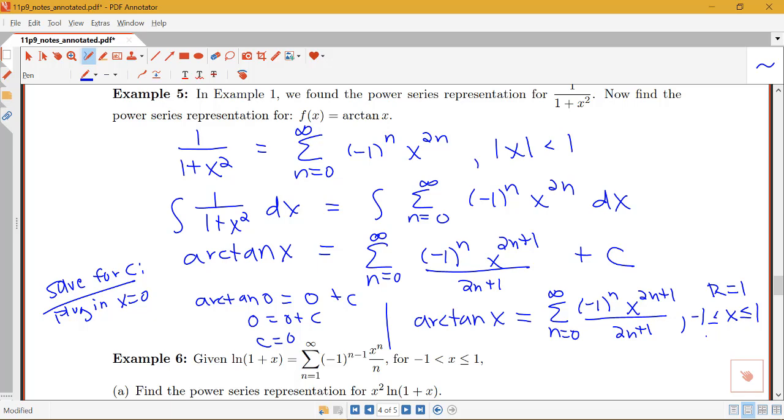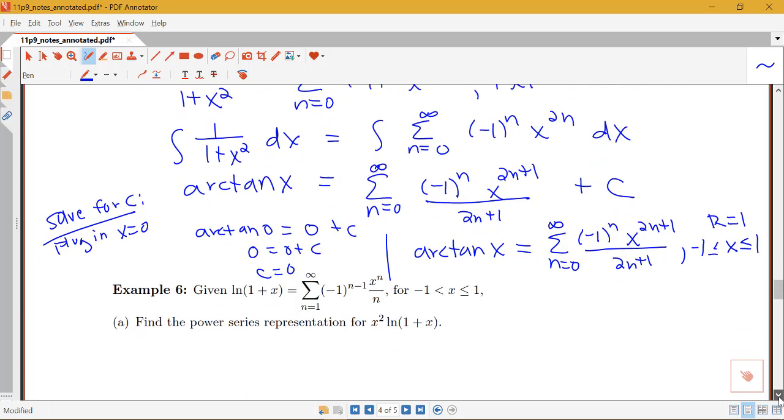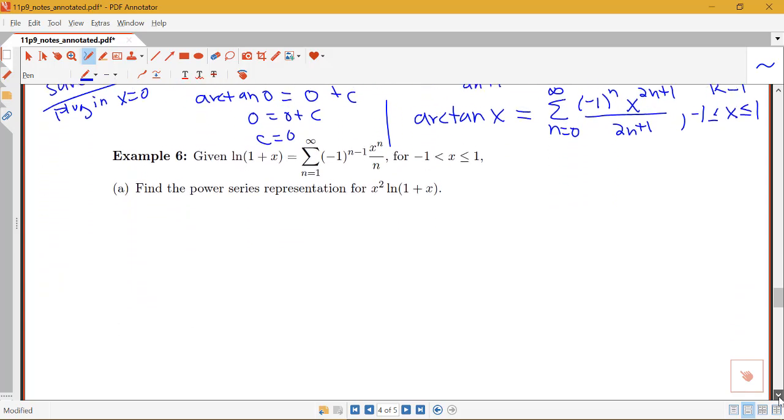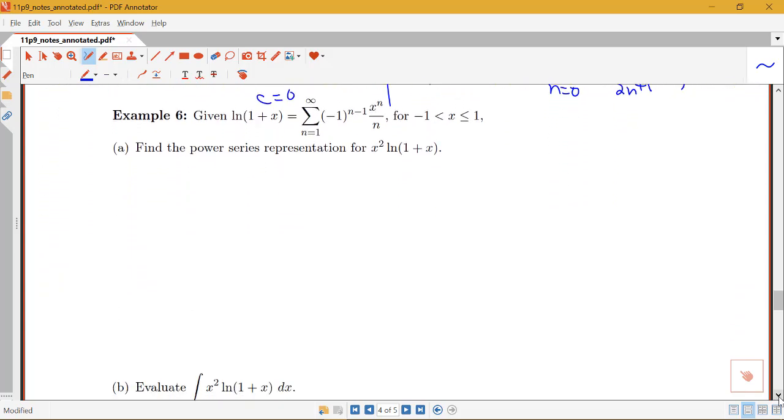Okay, so now we have yet another power series representation for a new function, and I could do some additional things with that function. I could find, for example, a power series representation for arctangent of x squared by manipulating this series. Okay, so this tool here has allowed us to create a lot of new series that we can then use in various problems. Okay, so we're going to look at one final example that's going to have us use the integration tool in a slightly different way.